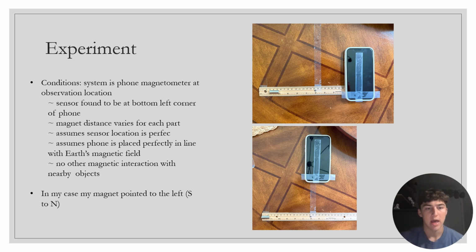Some assumptions we made during this process were that the sensor for the magnetic field was in the bottom left-hand corner of my phone, which we experimentally found it to be. We also assumed that the phone was placed perfectly in line so the Earth's magnetic field didn't affect it, and that there were no other magnetic interactions with nearby objects. Also, in my case, my magnet would point consistently south to north in the left direction.